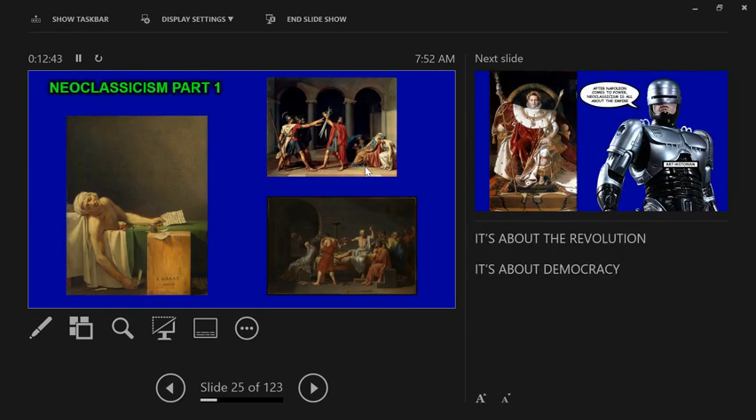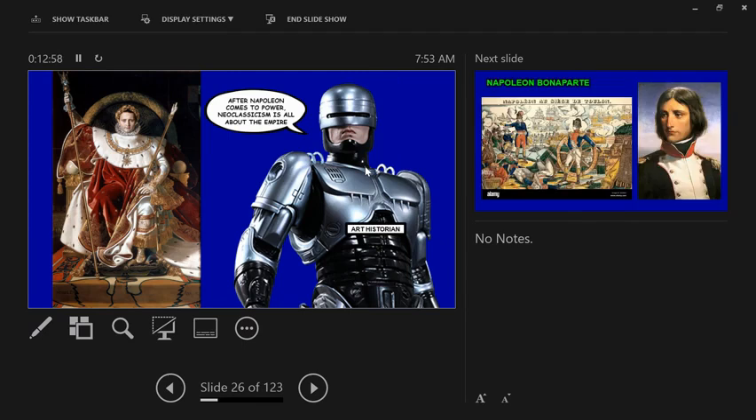Anyways, we ended up last semester with neoclassicism, but the neoclassicism that we looked at was mostly about the revolution. It was about democracy. The neoclassicism that we're going to look at, this should say neoclassicism part two, is mostly about the empire. So after Napoleon comes to power, neoclassicism is all about the empire.